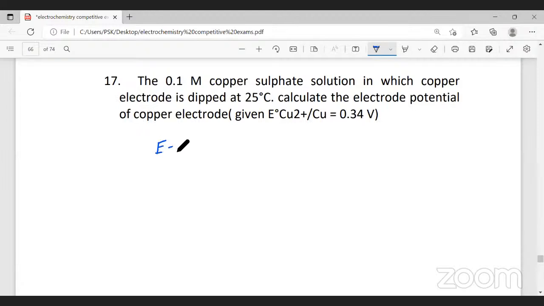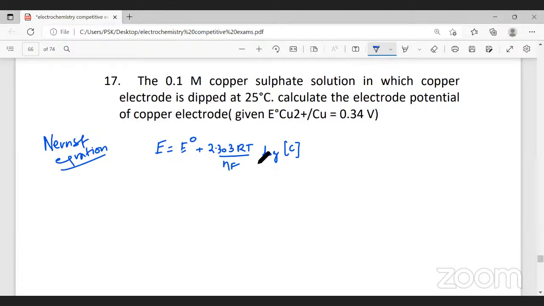Electrode potential is given by the formula E is equal to E naught plus 2.303 RT by nF log of concentration. This is the formula. This is called the Nernst equation to calculate the single electrode potential.